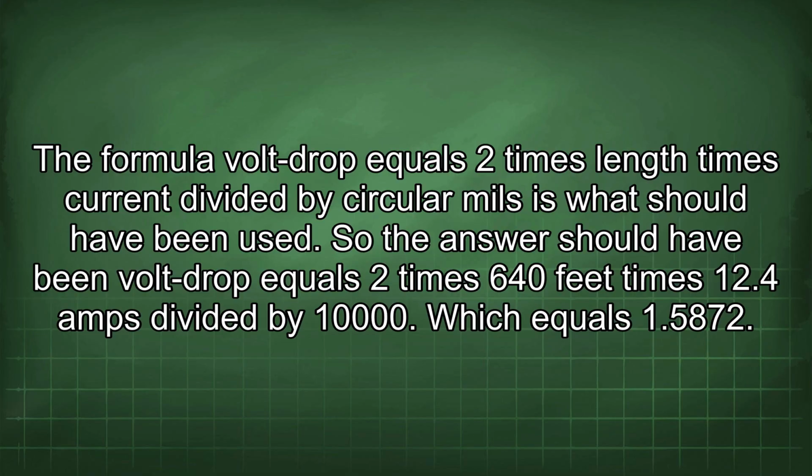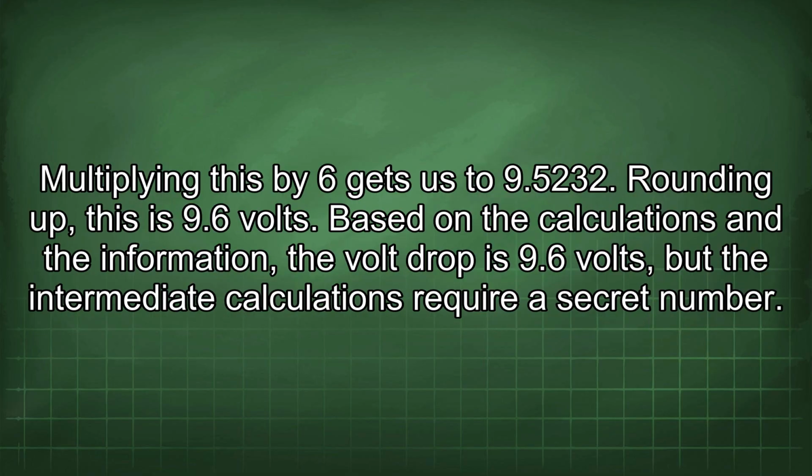So the answer should have been volt drop equals 2 times 640 feet times 12.4 amps divided by 10,000, which equals 1.5872. Multiplying this by 6 gets us to 9.5232. Rounding up, this is 9.6 volts. Based on the calculations and the information, the volt drop is 9.6 volts, but the intermediate calculations require a secret number.